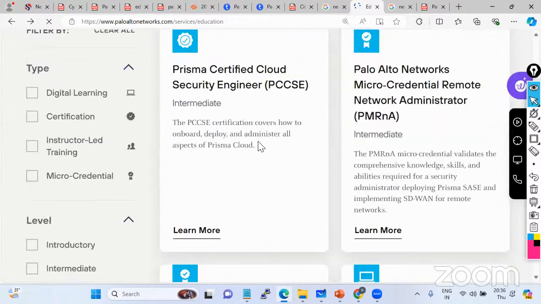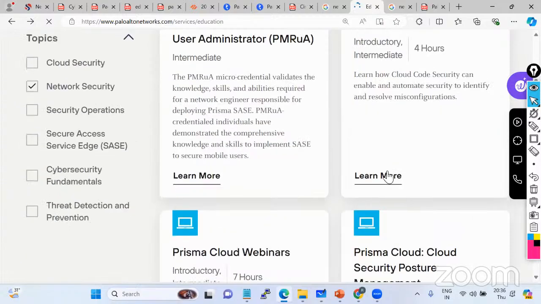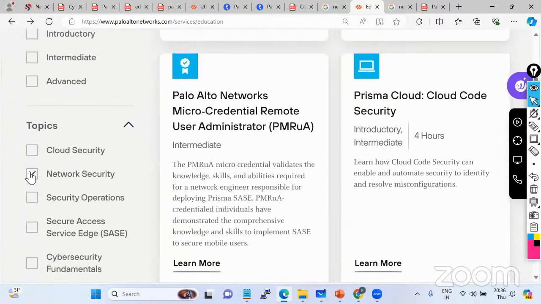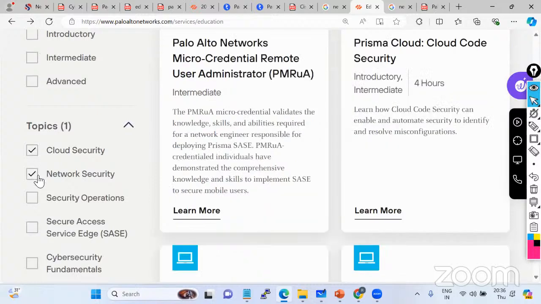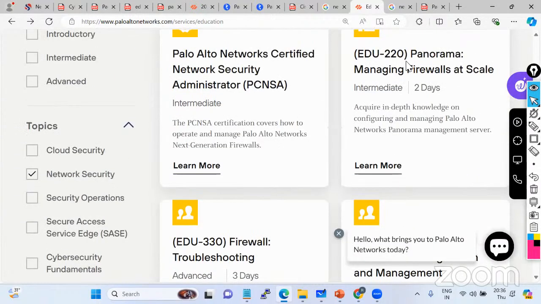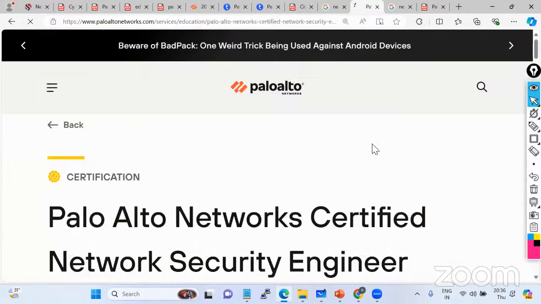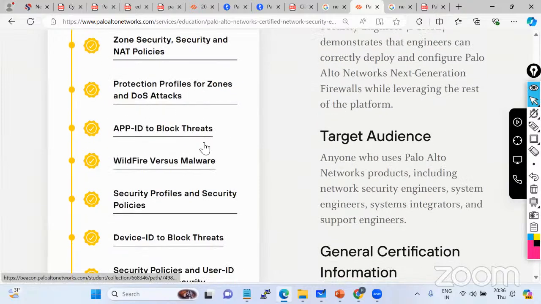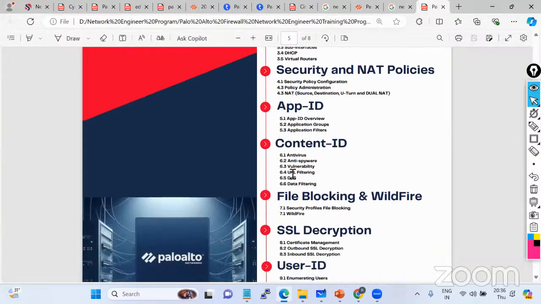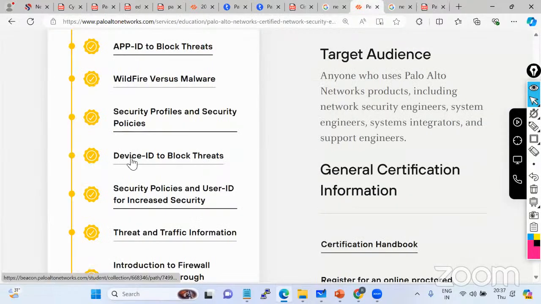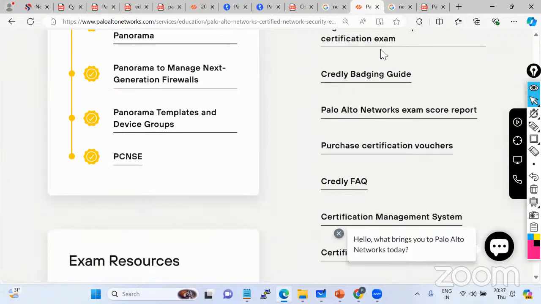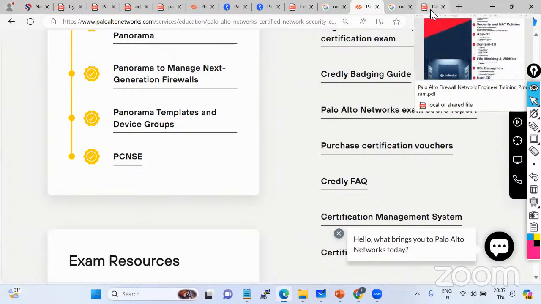If I go and look for network security and another concept, that is the PCNSE. Let me show you network security. Let me filter it again. Okay, so if you go here, you can see this is the PCNSA. If you click it here, in this also you can see different next generation firewall setup management, but these are the advanced things: zone and security, NAT profile, not NAT policies, DoS protection, App-ID, app threat, WildFire. WildFire is also available here. You can see we'll do all the lab testing about this, right? And Device-ID, User-ID, threat and traffic. And Panorama, you can see all of these are available. So none of the topics is going to be untouched during the whole session. You are going to get the entire thing here.